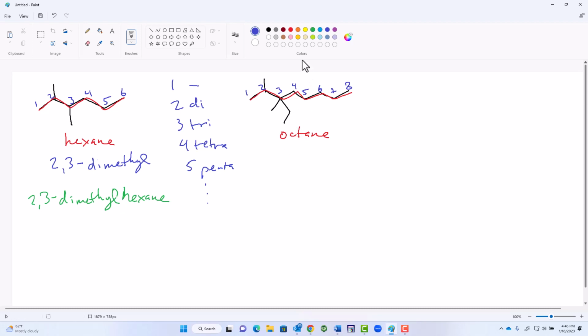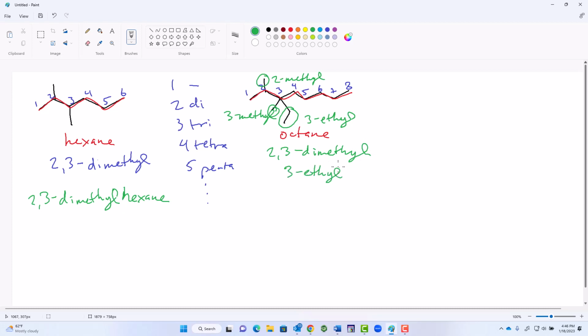And finally, we have to name our substituents. So we have a methyl, and then we have a 2-carbon chain, so this would be called an ethyl. This is going to be our 2-methyl. This is our 3-methyl. And this is our 3-ethyl. So we're going to have a 2,3-dimethyl. And we also have a 3-ethyl.